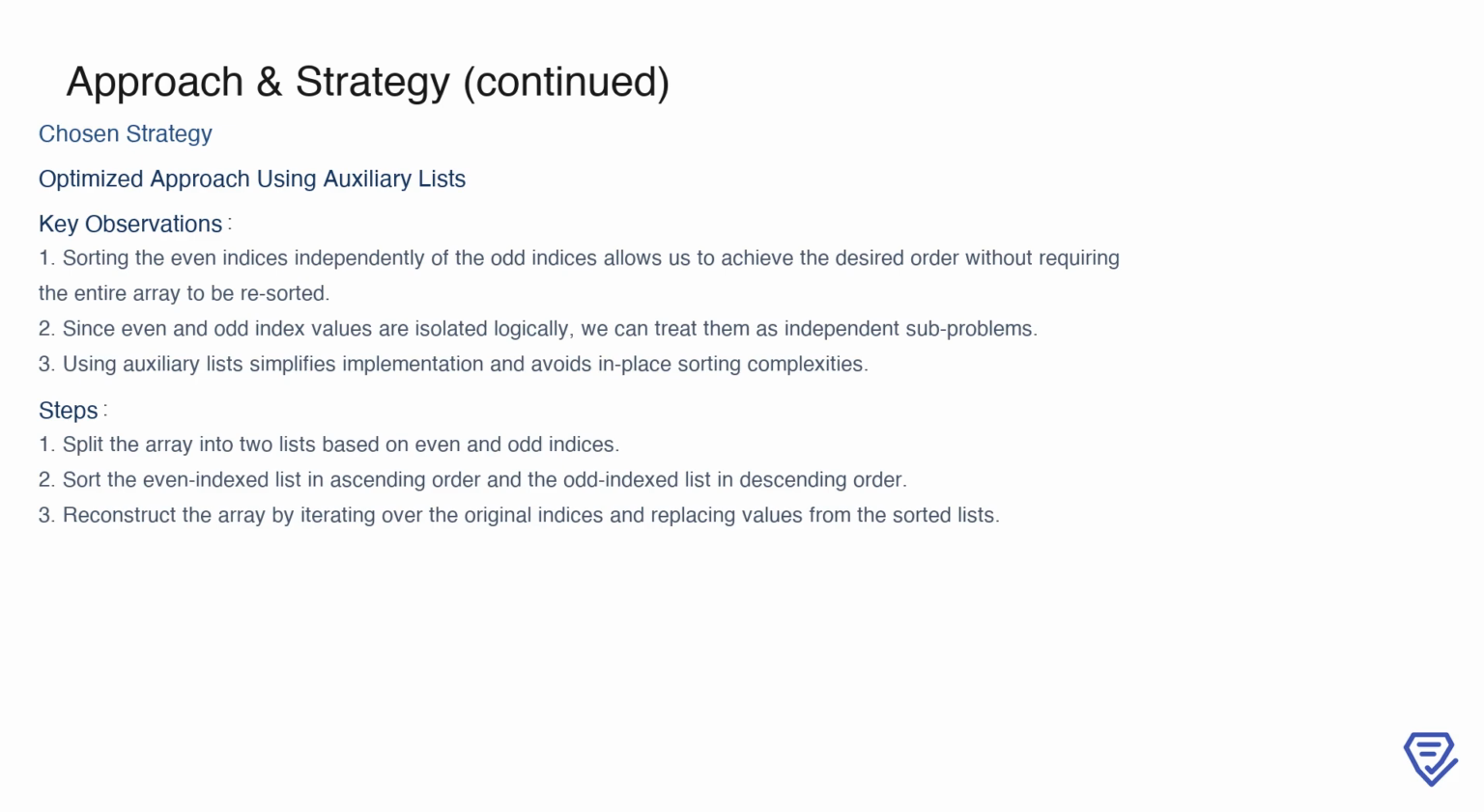The process involves splitting the array into two lists based on index parity, sorting the even indexed values in ascending order and the odd indexed values in descending order, and then reconstructing the array by filling in values from these sorted lists. This approach avoids the pitfalls of in-place sorting while still being efficient.